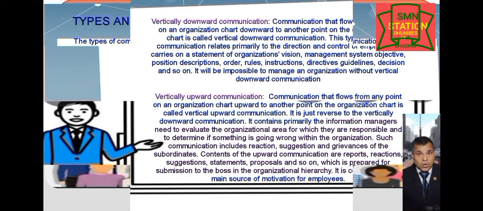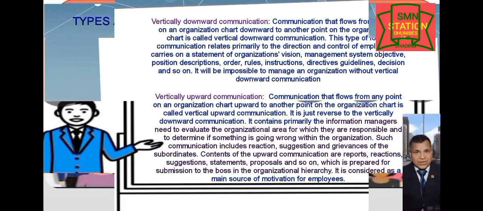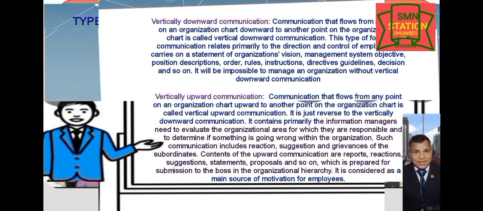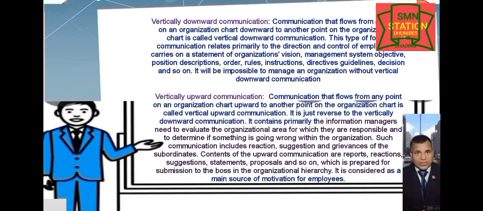Number 5, diagonal or crosswise communication. It refers to the interchange of ideas, opinions, and views in the form of messages between superiors and subordinates who are neither in the same department nor on the same level of organizational structure. It cuts across the chain of command and violates unity of command. It serves the purpose of coordination by bypassing the chain of command. It is rarely used in organizations.